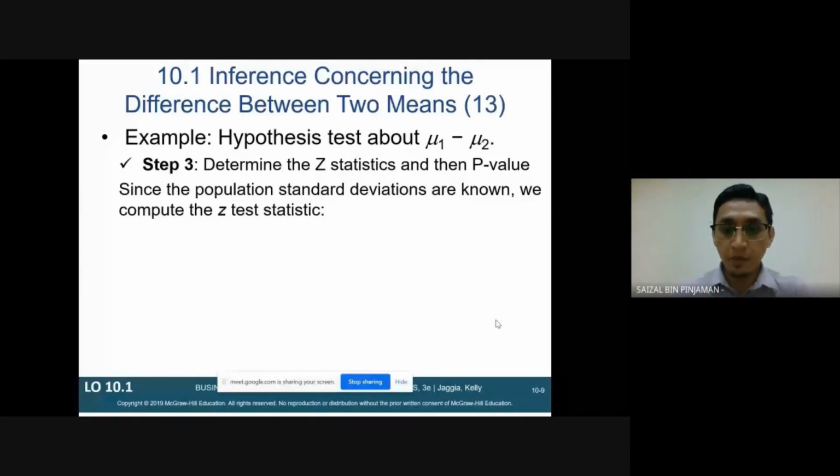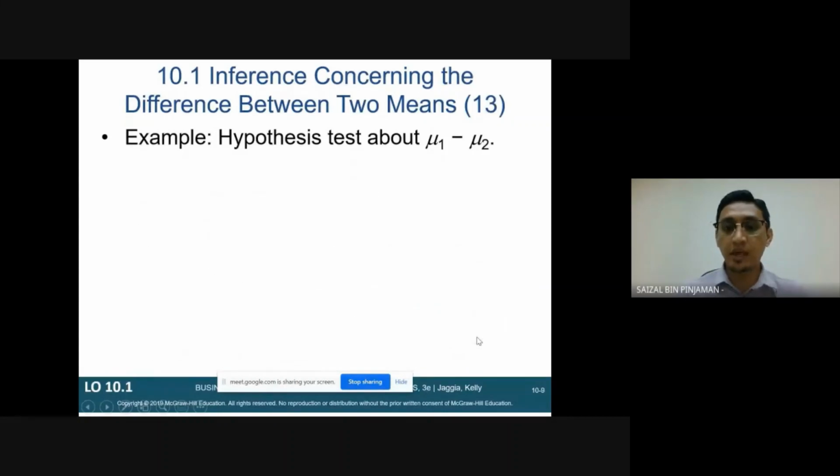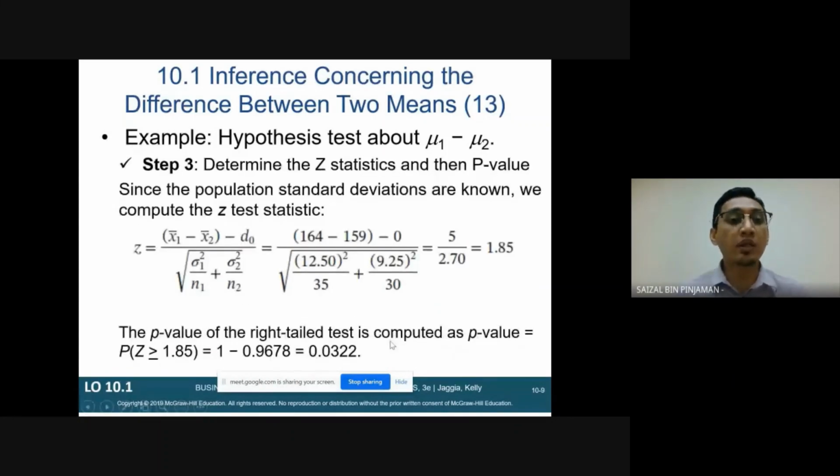But in this case, we do know the population variance because we have the information about population standard deviation. So in order to identify the variance, we only have to square these 2 values to establish the variance for city 1 and the variance for city number 2. In that case, we are going to use the z value. So this is the formula that we are going to use. This is the same formula, if I'm not mistaken, that you have to use in order to answer question 8.